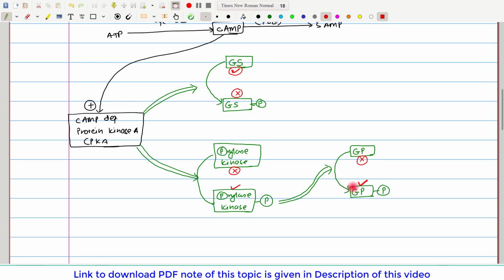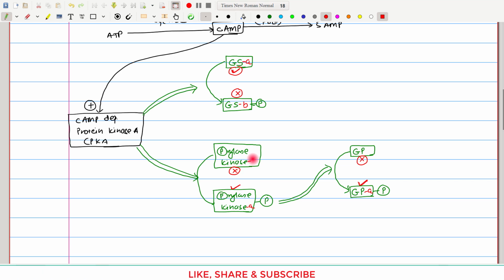And there is one convention as far as glycogen metabolism is concerned: whatever the active form is, they give it a tag of A. So here this form is active, so we call it the A form. Here this phosphorylated form is active, so we can give a tag of A. In the case of glycogen synthase, the dephosphorylated form is active, so we give a tag of A over here. So here A is for active, whereas the other inactive form is given a tag of B. So this inactive form will be called B, and this inactive form is called B.